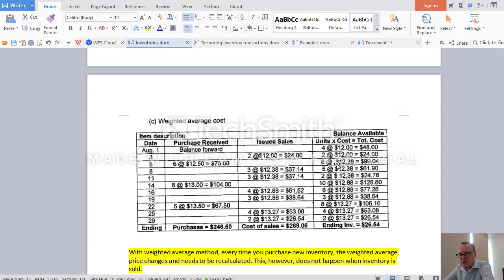What will be the new cost? The new cost will be 12.38. How do you get it? Look here. Now you have 8 items.